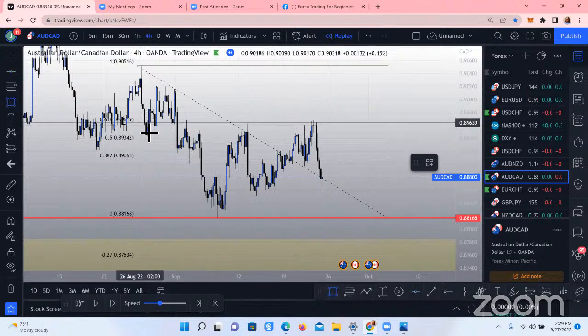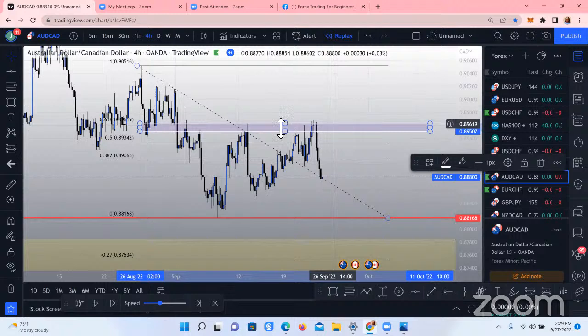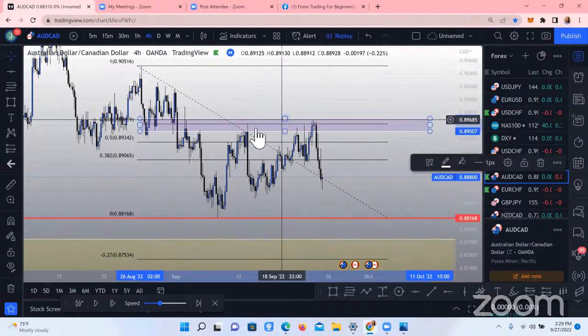This is actually where we want to be a seller at. This is prime real estate. This is where we want to be selling at. Anything right here, we want to be selling.